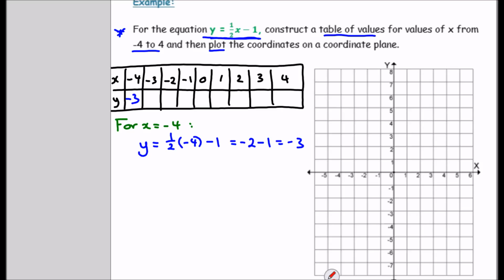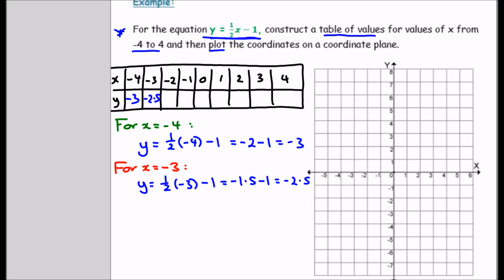Next one up is when x equals negative 3. Do the same thing again, just sub into your green equation. Y equals a half x minus 1. So y equals 1/2 negative 3 minus 1. Half of negative 3 is negative 1.5, that's right. Take away 1, negative 2.5. So I might need to write quite small to fit that in.